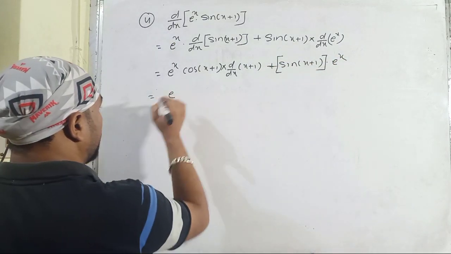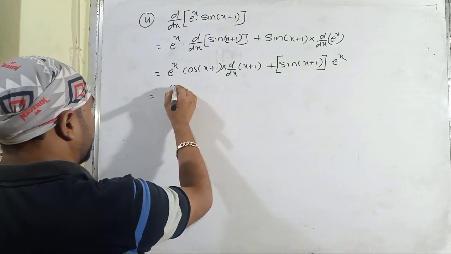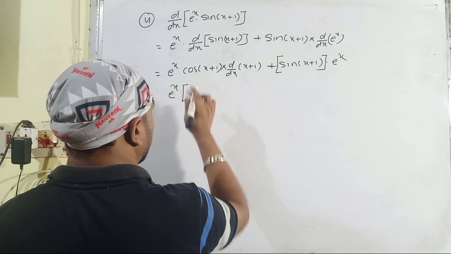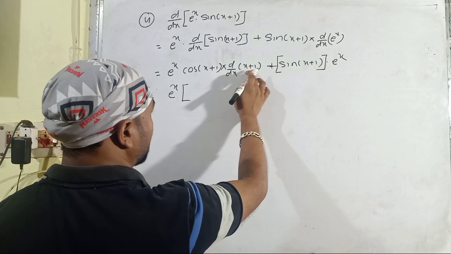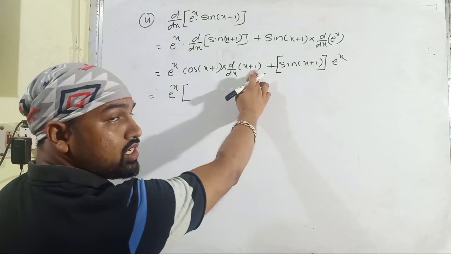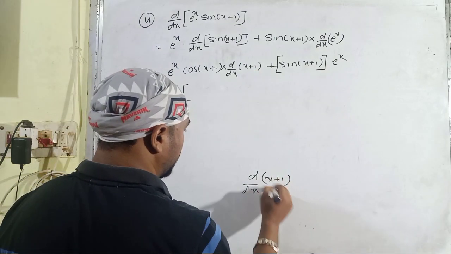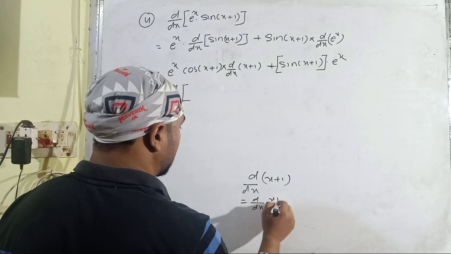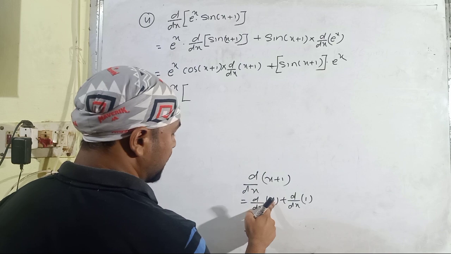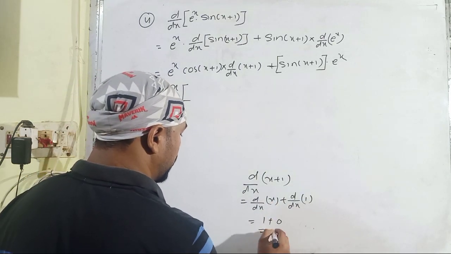Okay, let e to the power x be taken as common, so taking e to the power x as common here, we have cos x plus 1, then the derivative of x plus 1. Differentiation of x with respect to x is 1, differentiation of 1, a constant, is 0. So let us solve here, differentiation of x plus 1 will be differentiation of x plus differentiation of 1, so it is 1 plus 0, so it will be 1.